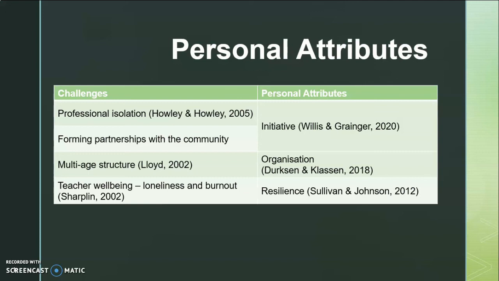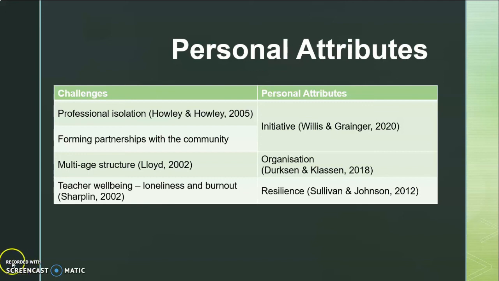A personal attribute necessary when faced with multi-age classrooms is organisation, so that teachers can effectively manage competing priorities and use time efficiently. Teacher well-being is another significant challenge, as rural teachers often experience loneliness due to separation from family and friends. They also experience high levels of stress, and burnout often occurs. Resilience is an imperative personal attribute to ensure teacher well-being. It includes having coping skills, finding a work-life balance, and the ability to adapt and persist in a new environment despite initial challenges.